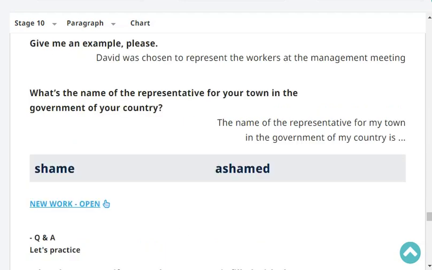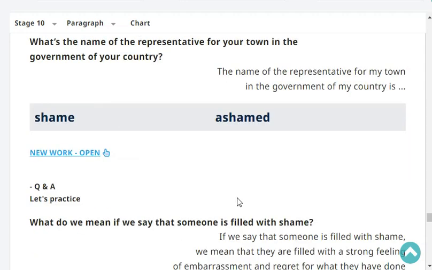What's the name of the representative for your town in the government of your country? The name of the representative for my town in the government of my country is Mrs. Yamada.